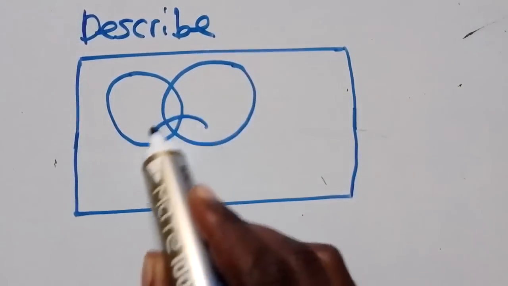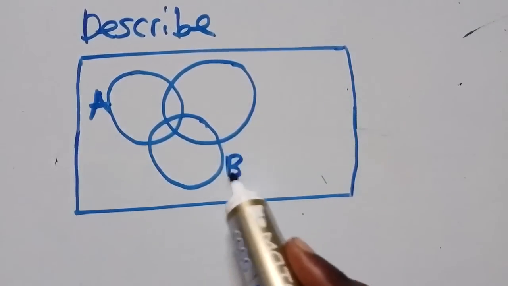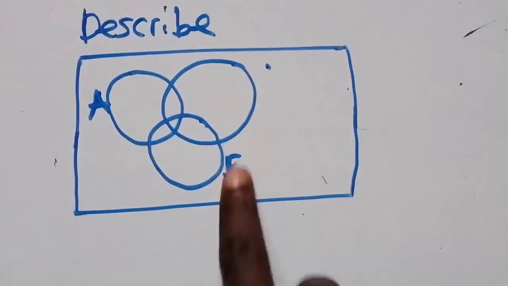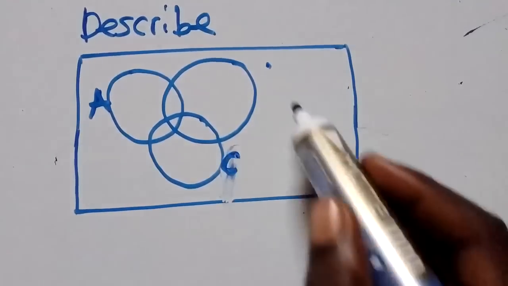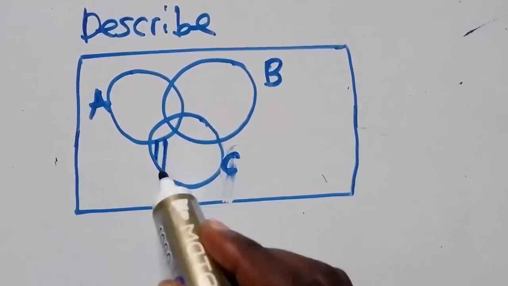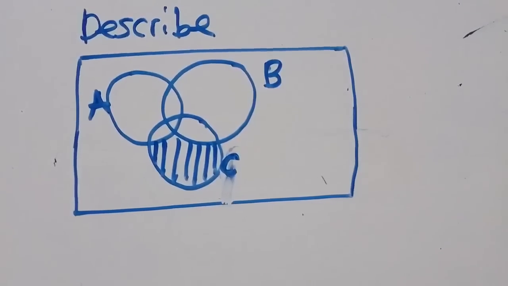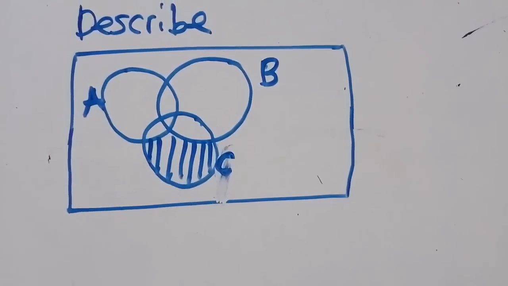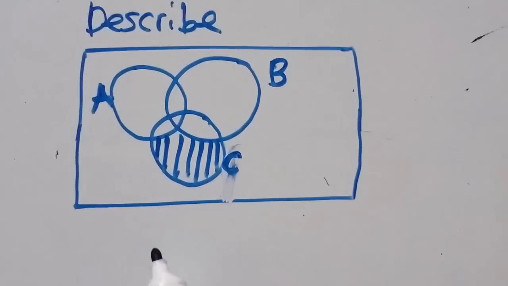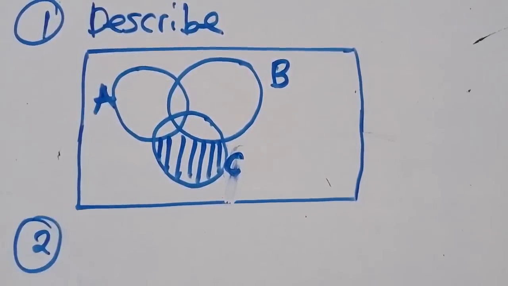So this is what you are given. I'll say this is my A, this is my B, as usual, we say C here. Then this part is the only part that I've shaded. I want you to describe this one. Then this is your first question. The second one that I want you to shade.